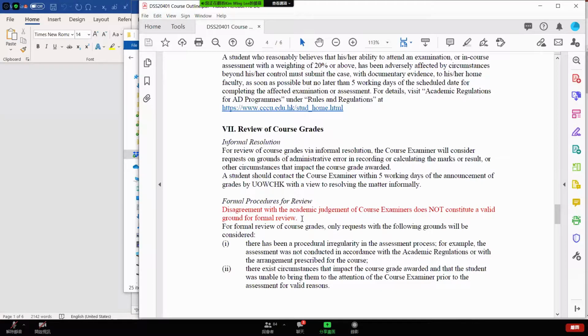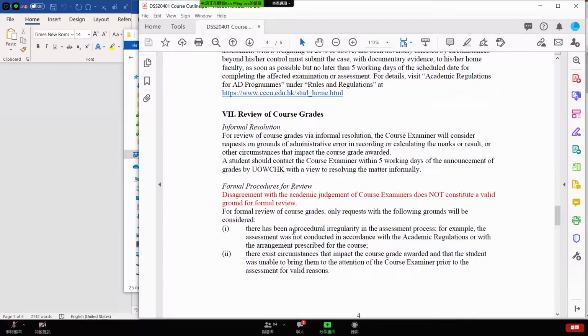There are only 2 circumstances in which you can file a formal review. The first one is a procedural irregularity in the assessment process. For example, when you go to the examination hall and suddenly someone stops you from entering, so that you lose, say, half an hour of your examination, then this is a procedural irregularity.